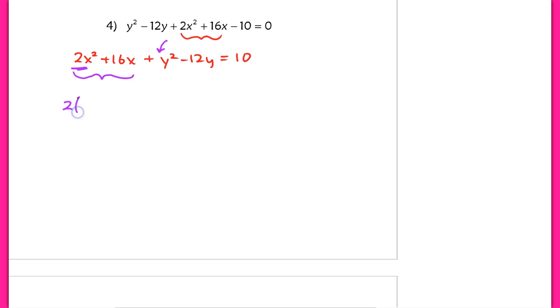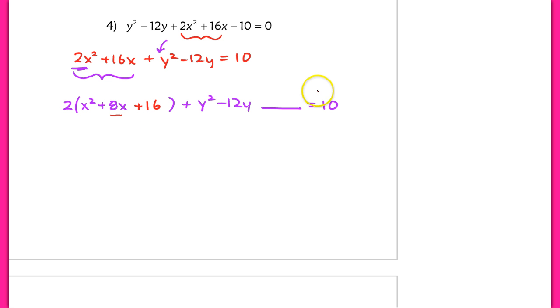So if I factor out that 2, I have x squared plus 8x. Now I'll leave myself a space. Okay, I'm going to put parentheses around that. And then over here I have y squared. Again, I don't have to factor anything out of this. Minus 12y, and then I'll leave myself another space here, equaling 10. Now let's complete the square. So we're going to cut that number in half and square it. So we get 4 squared, which is 16.